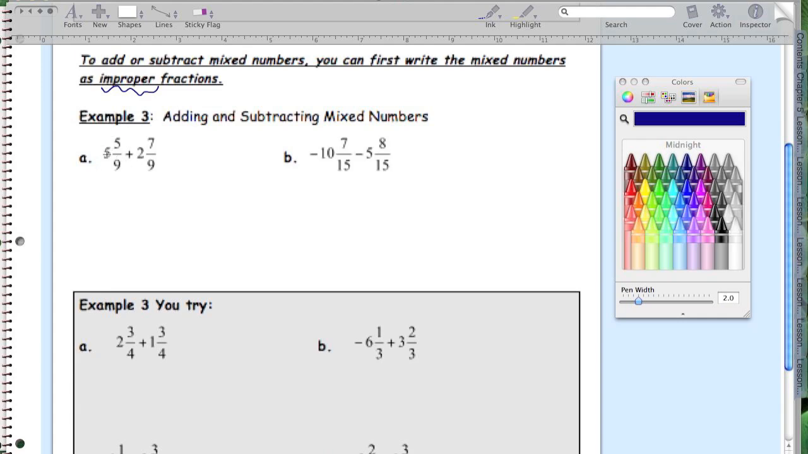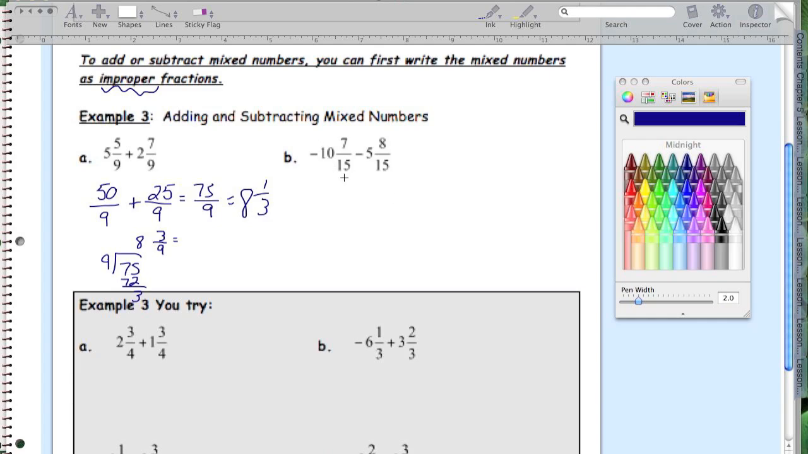So to turn this, 5 and 5 ninths. 9 times 5 is 45 plus 5 is 50. So I have 50 ninths. 9 times 2 is 18 plus 7 is 25. So I have 25 ninths. I add my numerators and I get 75 ninths. But I want to turn that into a mixed number again. So I have to divide. I know my numerator goes on the inside. And when I divide, I get 8 and 3 ninths, which can be simplified. So my answer is 8 and 1/3.